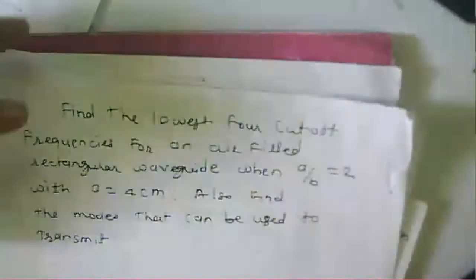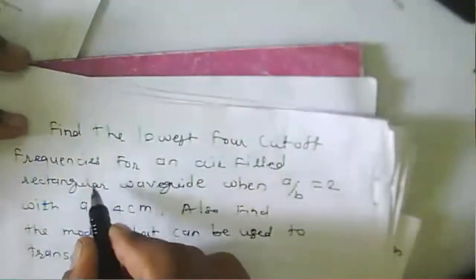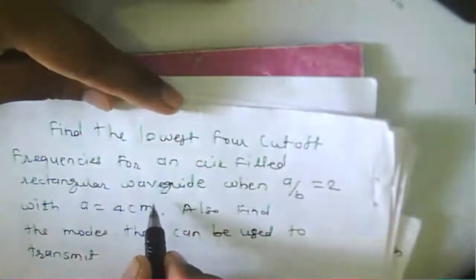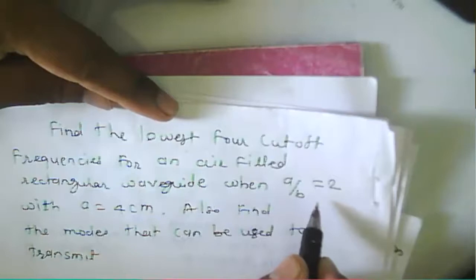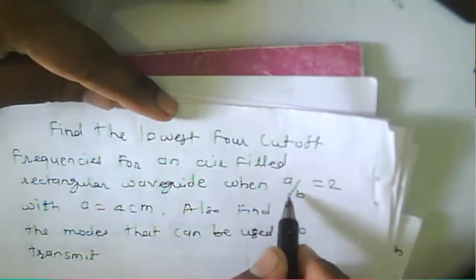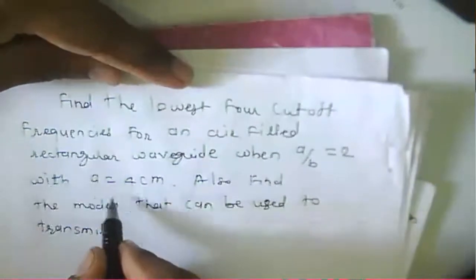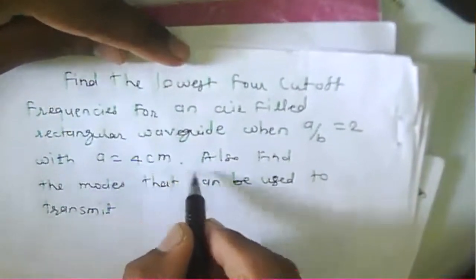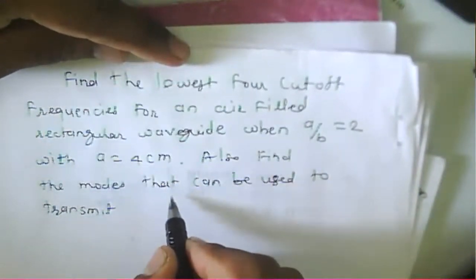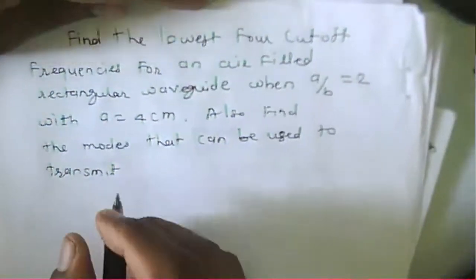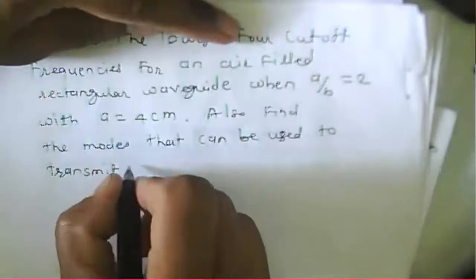Now find the lowest four cutoff frequencies for an air-filled rectangular waveguide when a by b is equal to 2. Okay, that is the ratio, and a is equal to 4 centimeters is given. Also find the modes that can be used to transmit the 8 gigahertz signal.